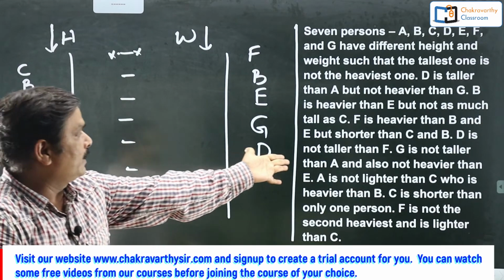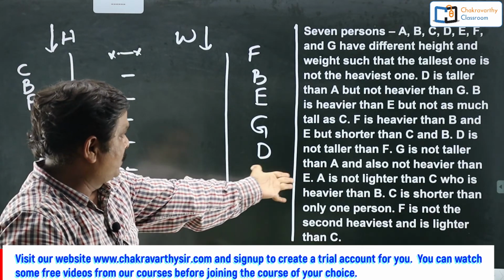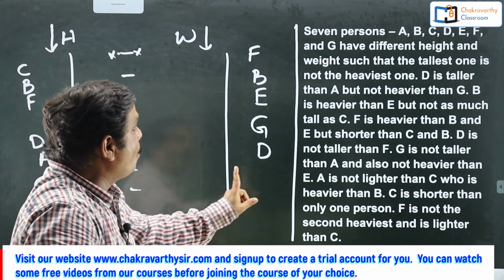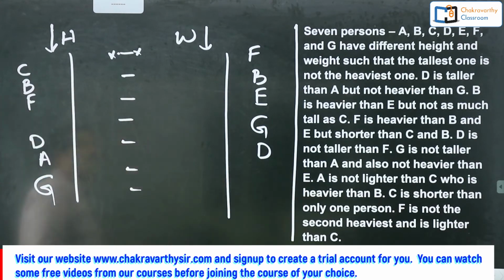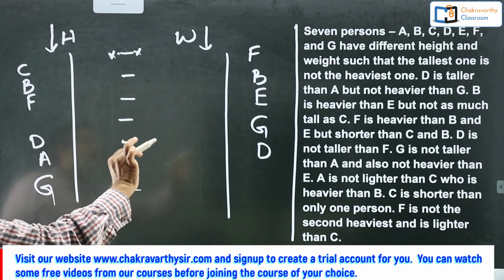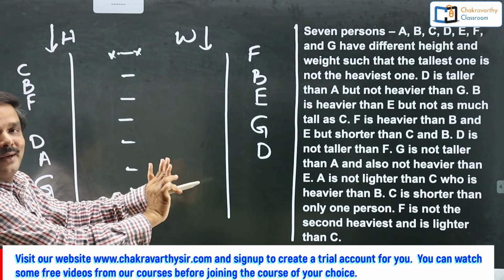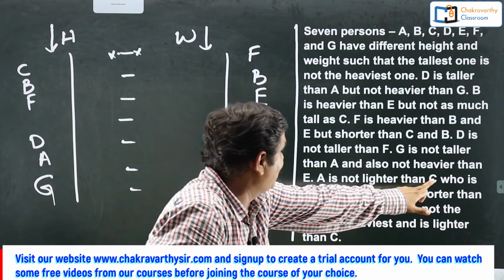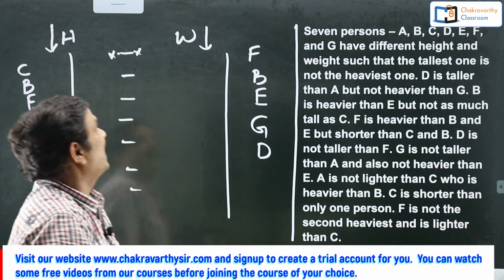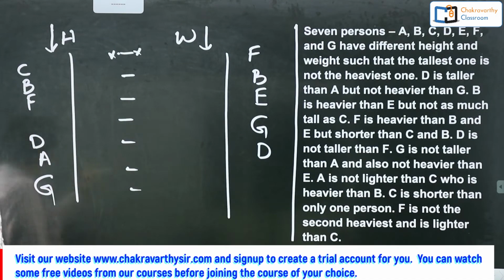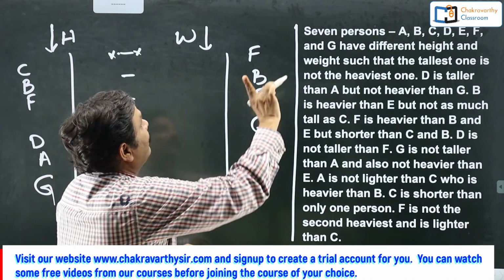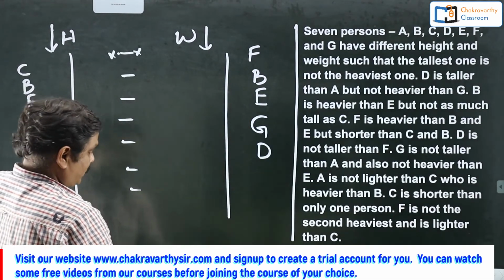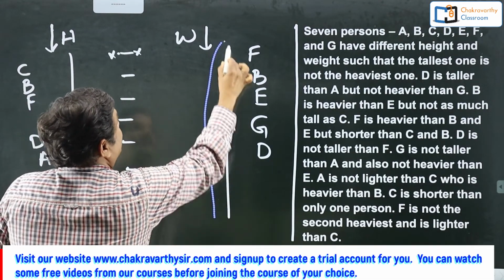Okay, next one what they have given, this information is over. A is not lighter than C, who is heavier than B? Now you see, A is not lighter than C. A is not lighter than C means A should be heavier than C. And what's the position of C here? C, who is heavier than B? Now you see, it's a good one here. Here I'm writing in this way. Let's do one thing, just expand this space.